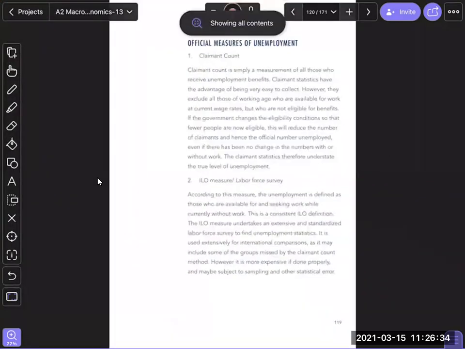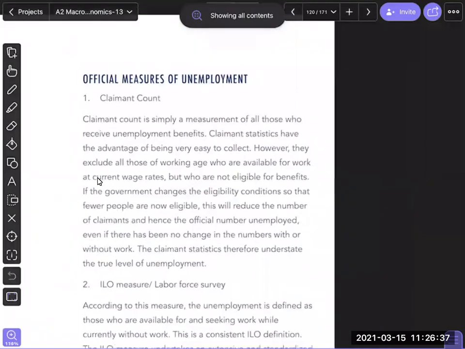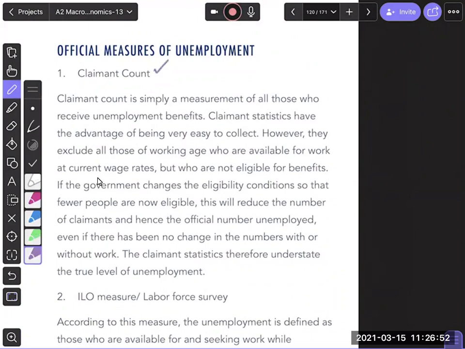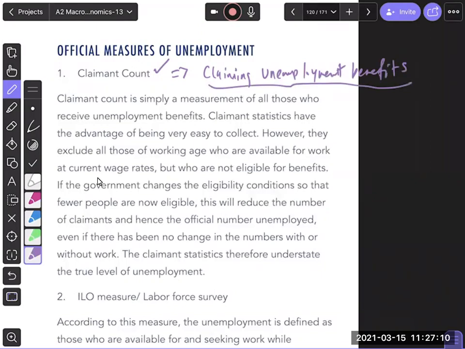So how do we calculate unemployment? Well, there are two ways of calculating unemployment. One is a very basic or non-technical kind of way. Another one is more organized, more extensive. The first one is what we call claimant count. Claimant count is basically figuring out how many people are claiming unemployment benefits. Those who are claiming unemployment benefits are basically those who are unemployed to begin with, and that can actually simply be your number of people who are unemployed.